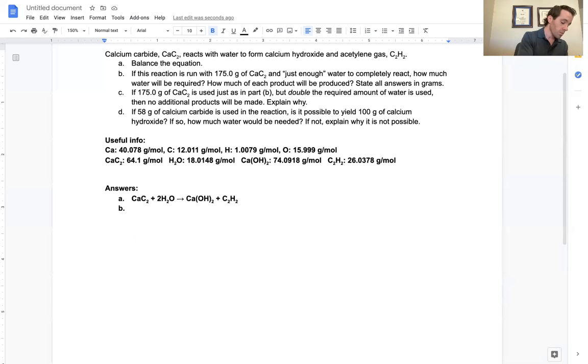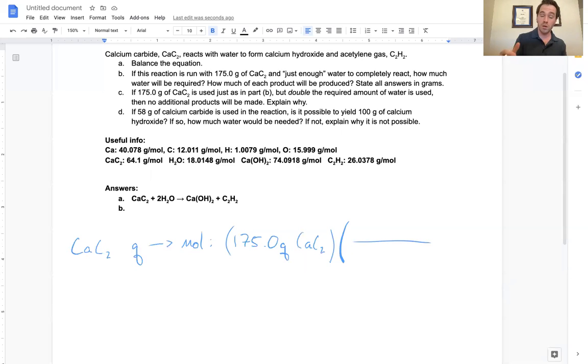So now I'm going to be able to say calcium carbide grams to moles. That's going to be 175 grams of calcium carbide times, and now this is where the magic comes in, because this is the equivalence between the grams and the moles. I want to put grams on the bottom and moles on the top. Generally, when you're using a molar mass, the moles are on the top and the grams are on the bottom. This is calcium carbide, so I'm going to be grabbing this number from right here.